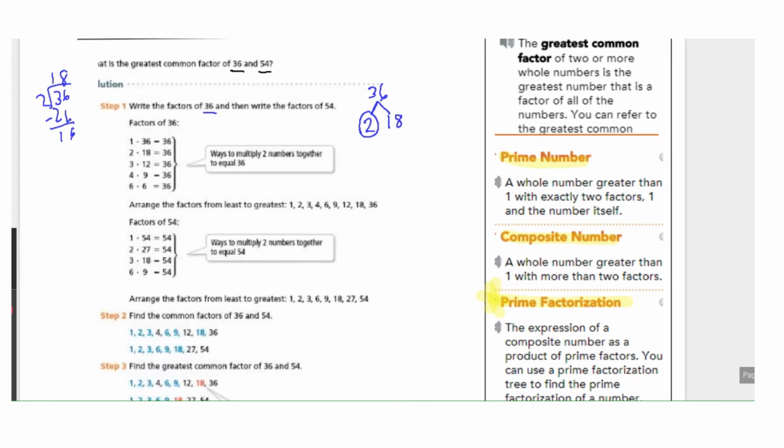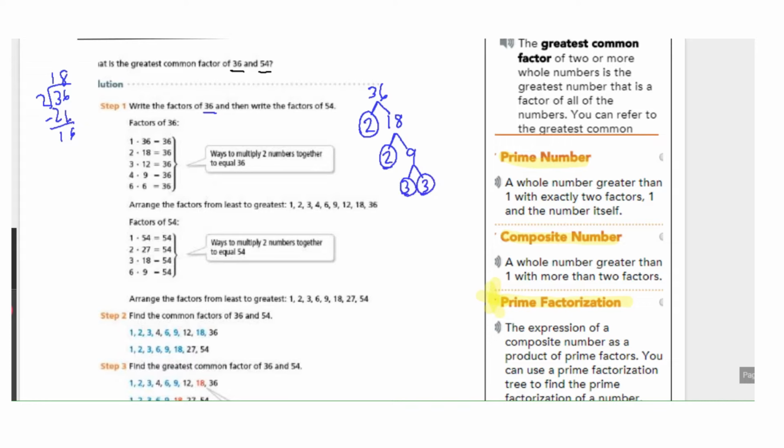Now, since 18 is a composite number, I want to keep going with 18. 2 factors to make up 18 is 2 times 9. Since 2 is prime, I circle it. 9 is composite because the factors are 1, 3, and 9. So I'm going to keep going with 9. 2 numbers to make up 9 is 3 and 3. So the prime factorization, I'm going to put it right here.